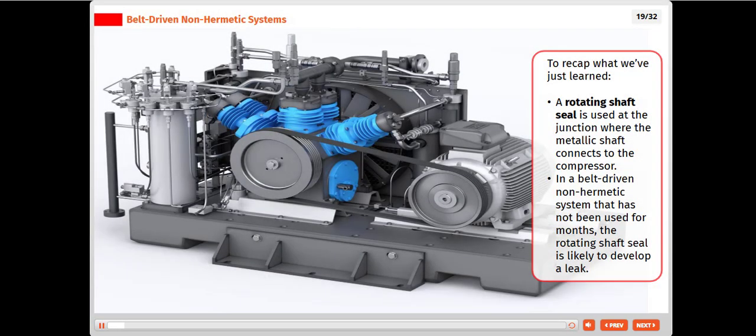To recap what we've just learned, a rotating shaft seal is used at the junction where the metallic shaft connects to the compressor. In a belt-driven non-hermetic system that has not been used for months, the rotating shaft seal is likely to develop a leak.